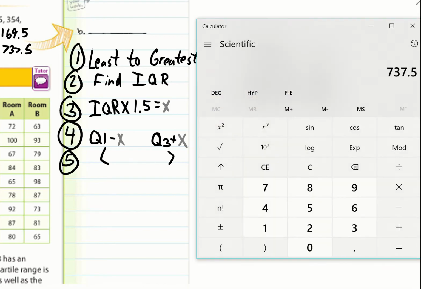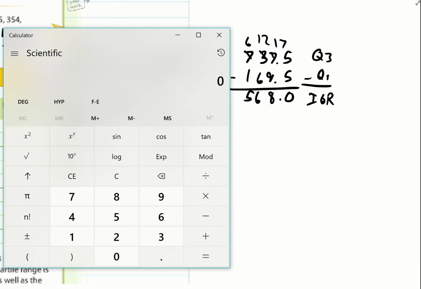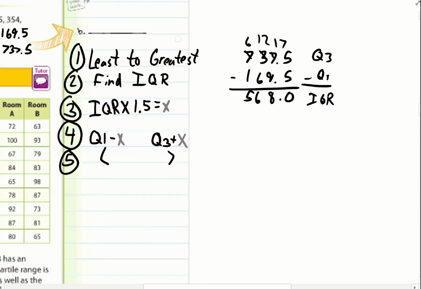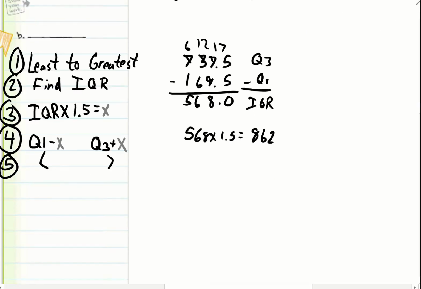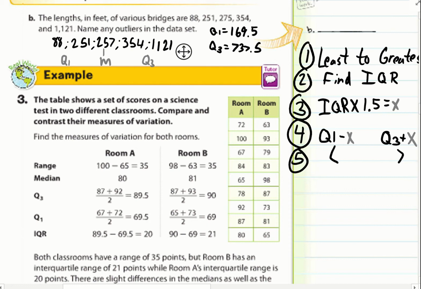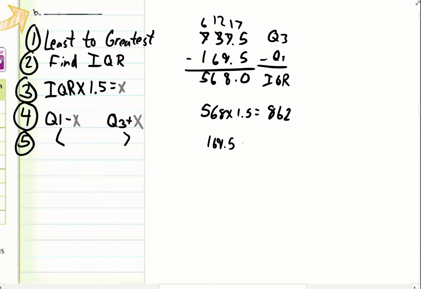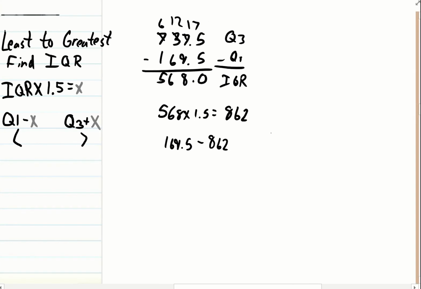So now we're on step 3, multiply IQR by 1.5. So 568 times 1.5 equals 852. So 568 times 1.5 equals 862. So now I do step 4. Q1 is 169.5 minus 862. Obviously, can't do that. We don't have any negative numbers. Next, we have Q3, which is 737.5 plus 862.